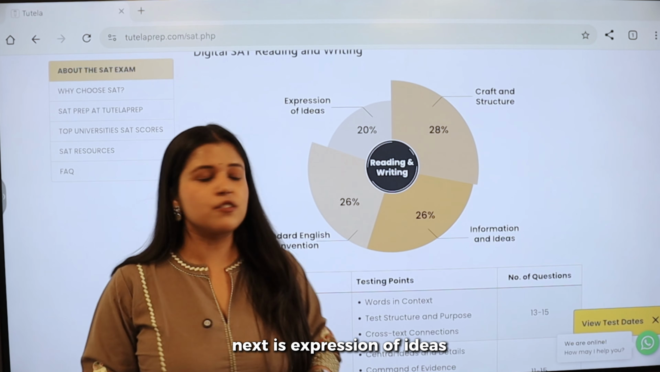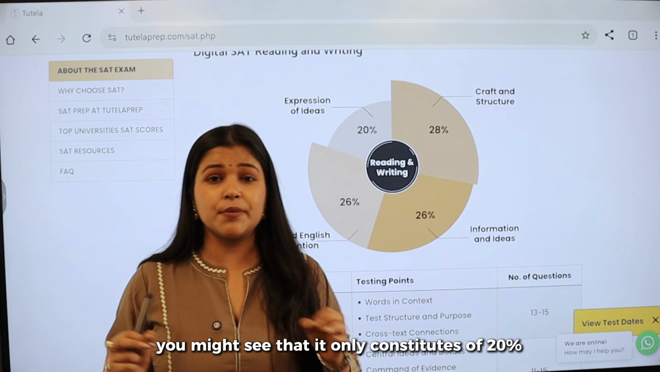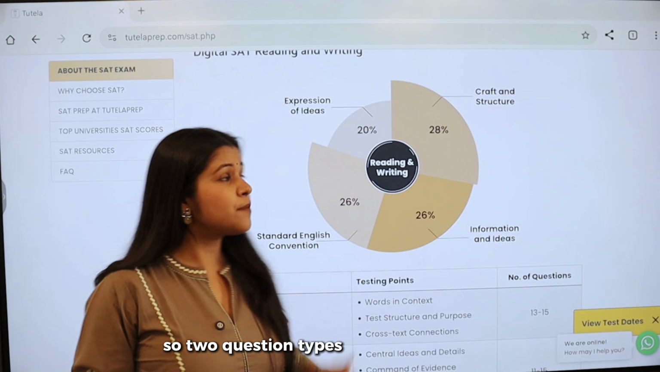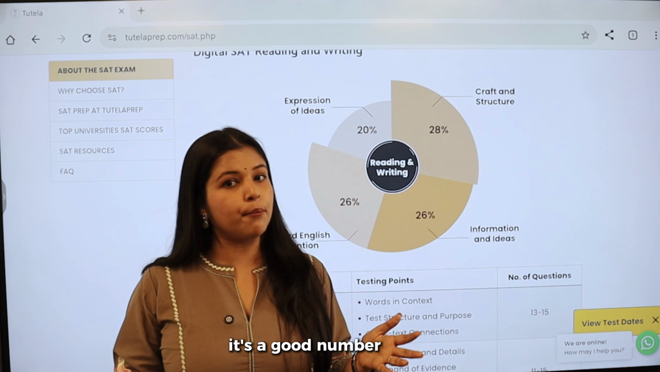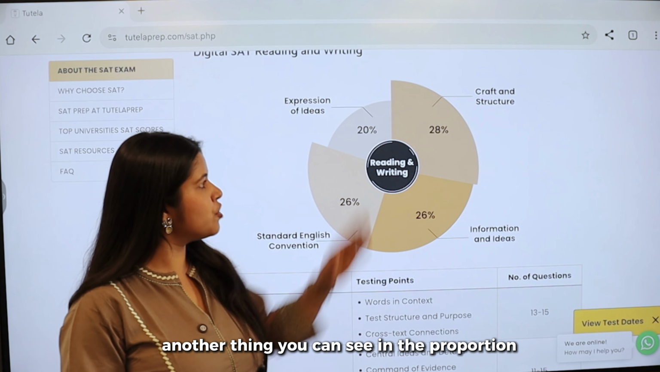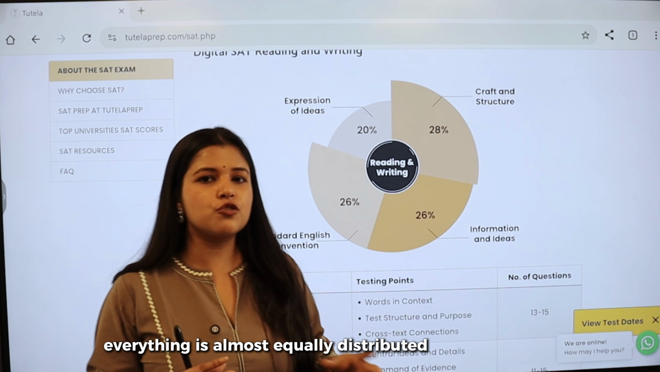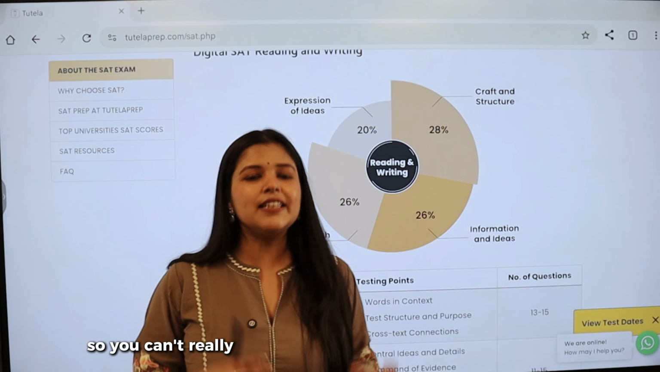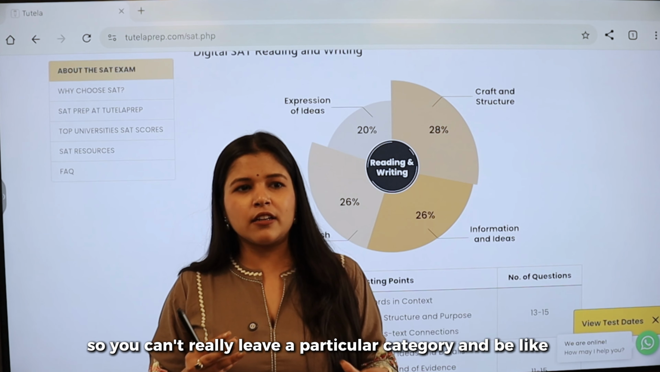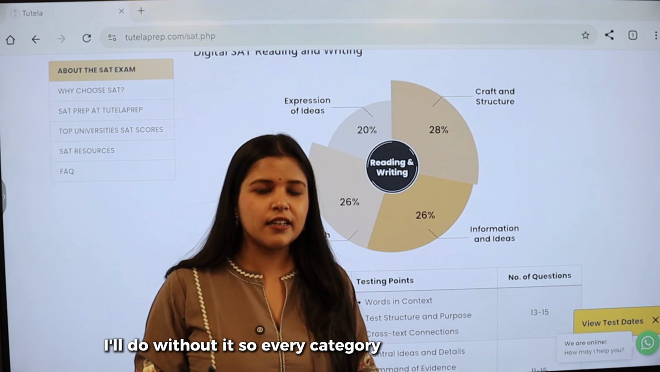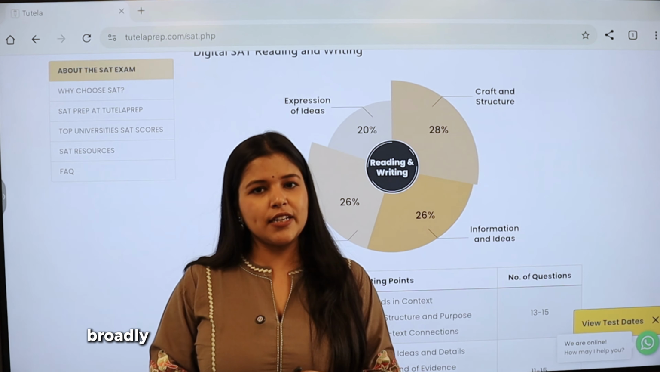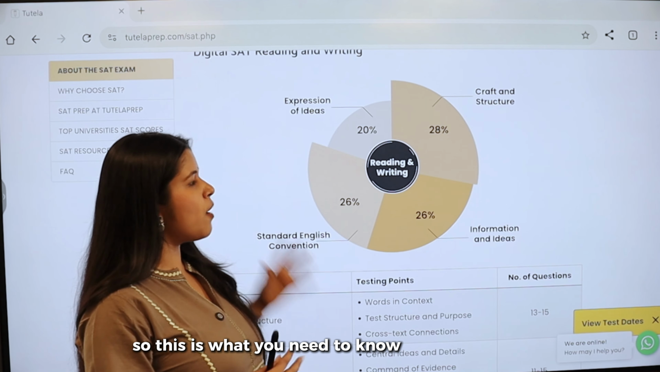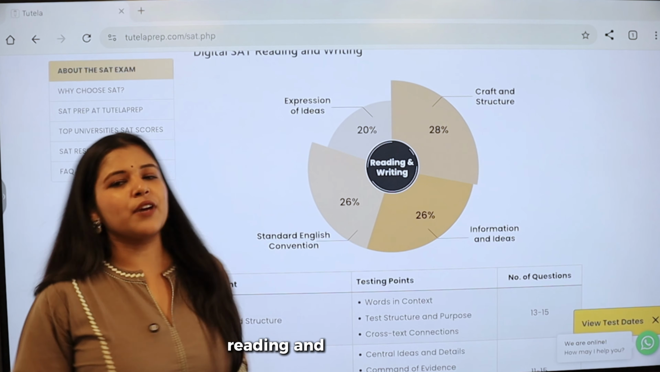Next is expression of ideas. You might see that it only constitutes 20%, but another fun fact, this is only 2 question types. So 2 question types accounting for 20%, it's a good number to score. Another thing you can see in the proportion, everything is almost equally distributed: 28%, 26%, 26% and 20%. So you can't really leave a particular category and say, okay, I'll do without it. Every category is important to score in. Broadly, it divides into 2 reading and 2 writing and language portions. So this is what you need to know about the digital SAT reading and writing section.